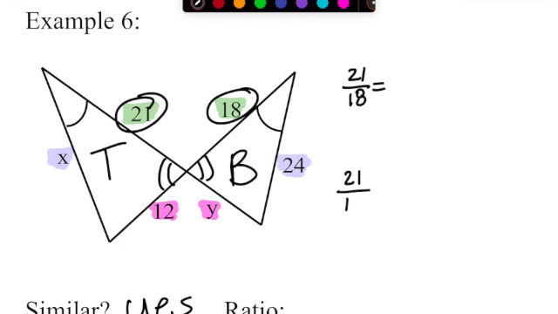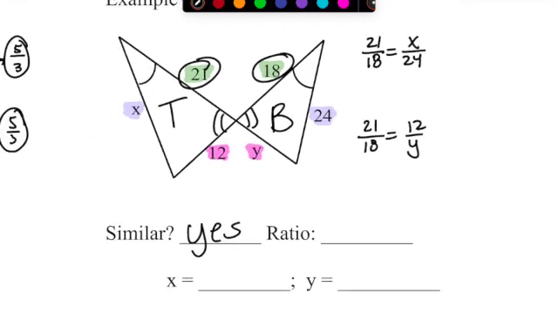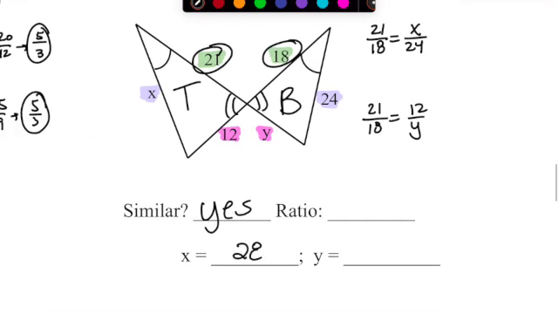21 and 18. All right. X is on the triangle where everything's supposed to be on top. That goes with 24. 21 over 18. My Y is on the bottom, and that goes with 12. 24 times 21 divided by 18 gets me 28. So X is 28.